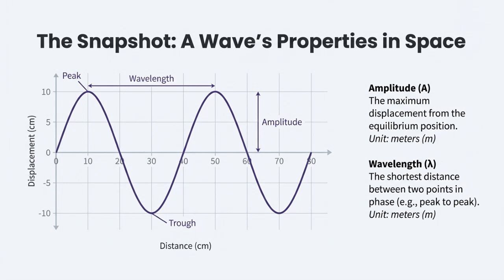Wavelength is the shortest distance between 2 points in phase, usually measured peak to peak, and it tells us how long one complete wave cycle is in space. Both amplitude and wavelength are typically measured in meters, even though the graph here uses centimeters for illustration. Understanding these properties helps us describe and analyze waves in a clear, visual way.